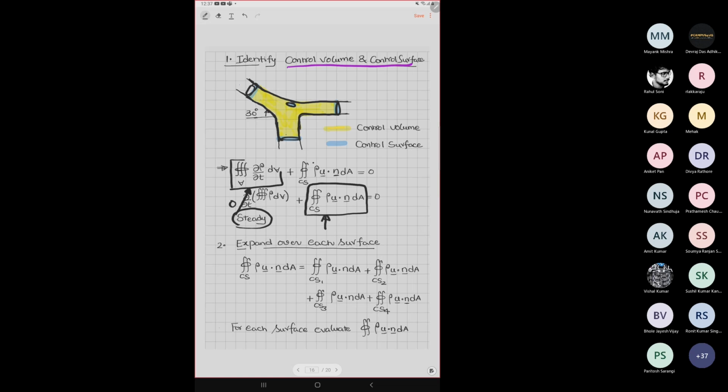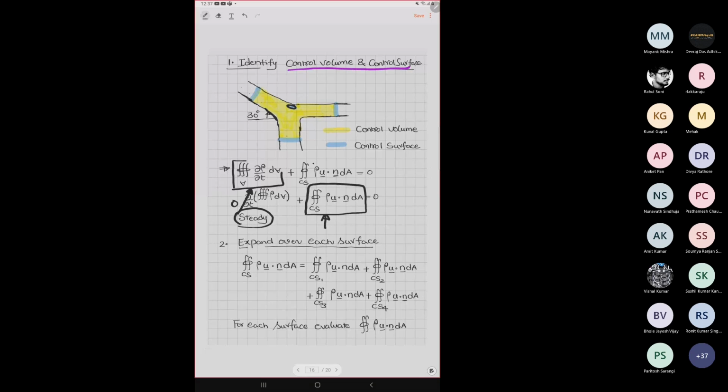Throughout the control surfaces, calculate rho u dot n dA. So expand that over each surface. First I will identify surface 1, surface 2, surface 3, and surface 4. Surface 5 is the bounding surface of the material. Because this is rigid material, nothing goes out of this bounding surface I am talking about.